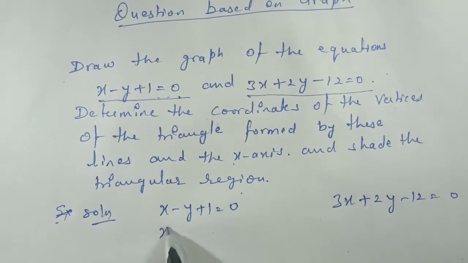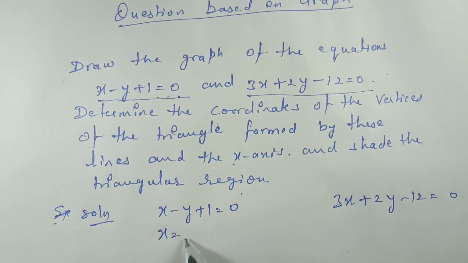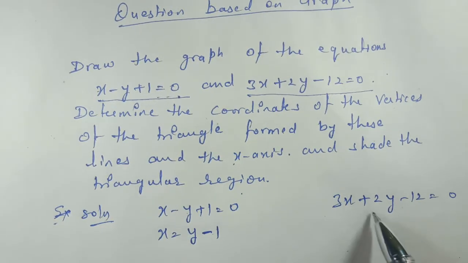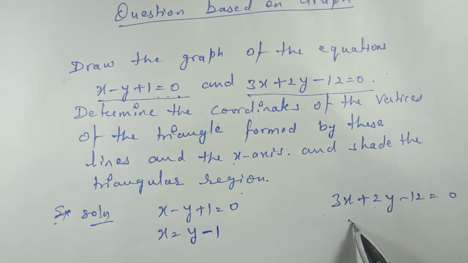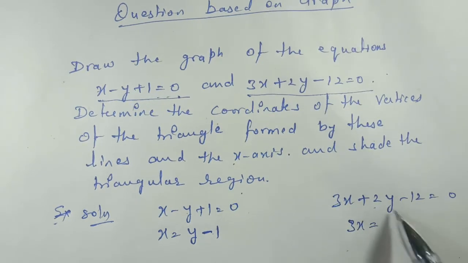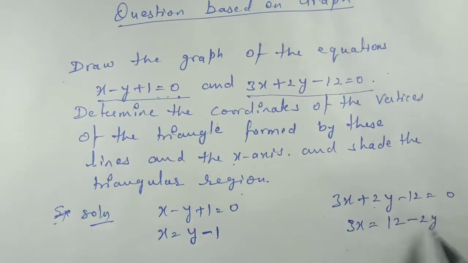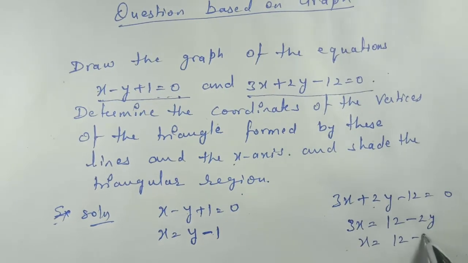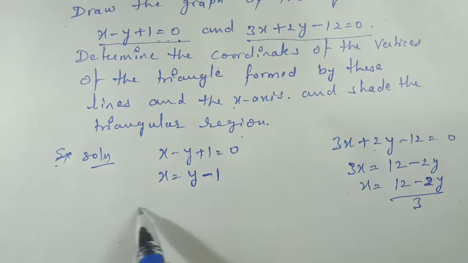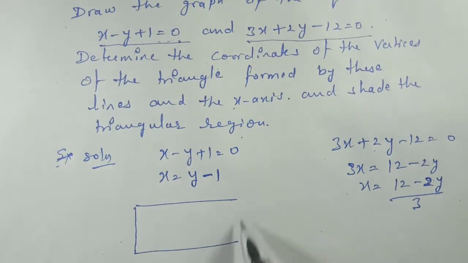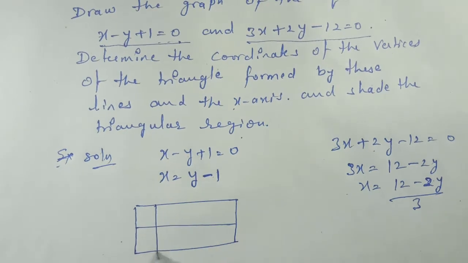Let us first find the value of x. If we transpose y to the other side, it will move with a plus sign, and plus 1 moves to the other side as minus. And here let us find the value of y: 3x will be equal to 12 minus 2y, and the 3 will move to the division. So let us take the values. This is called the domain, in which we are going to put the values. Two values we are finding.